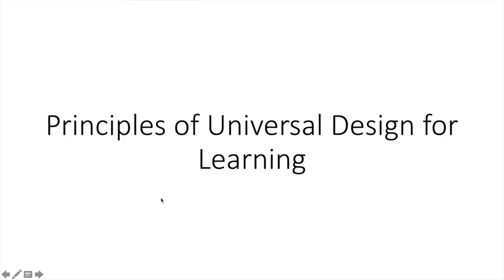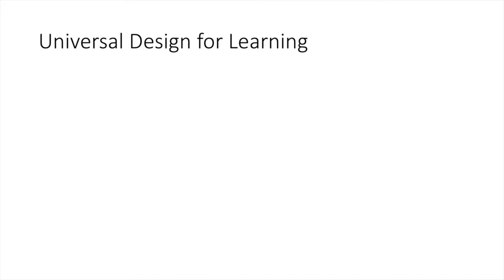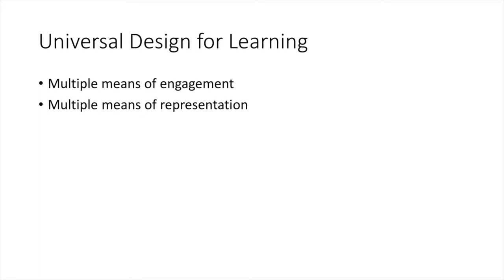So what are the principles of universal design for learning? There's three main things we want to keep in mind. And all this comes from Whitney's book on universal design for learning, and it's filled with practical ways for teachers to incorporate universal design for learning in their classrooms. We want to keep in mind that there are multiple means of engagement, multiple means of representation, and multiple means of action or expression. So we'll start with engagement.